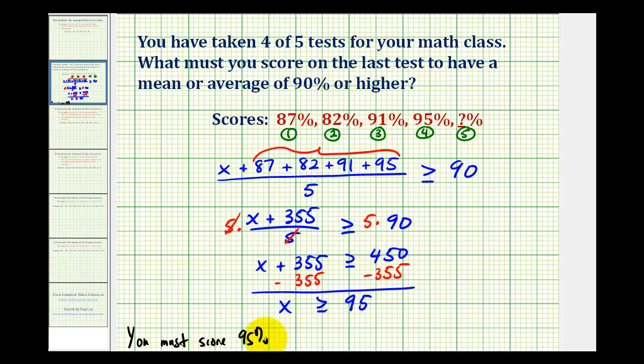So this means that you must score 95% or higher on the fifth test to have a test average of 90% or higher. So you must score a minimum of 95%. And if you do this, you'll have an average test score of exactly 90%. But if you score higher than 95%, your test average will be higher than 90%.